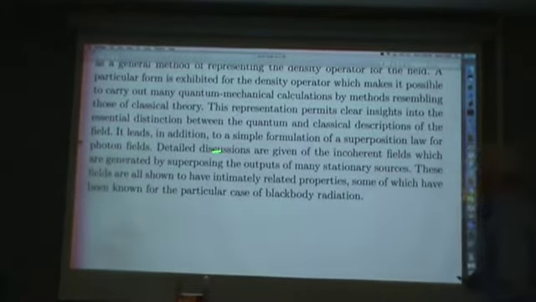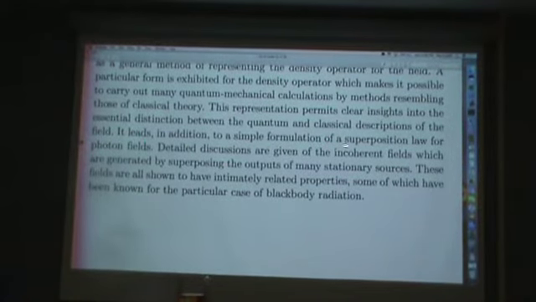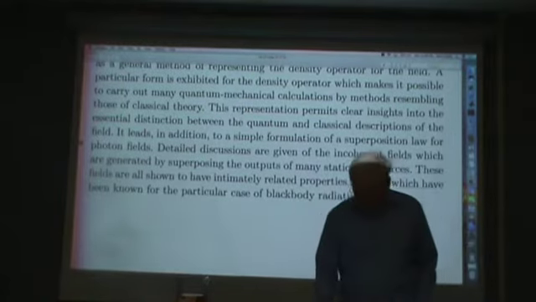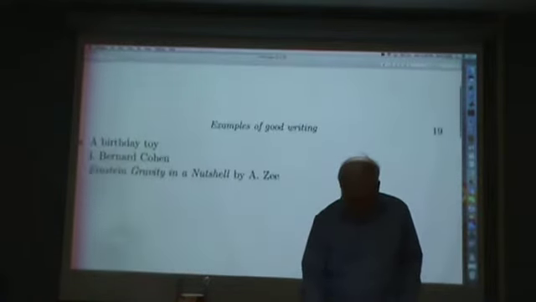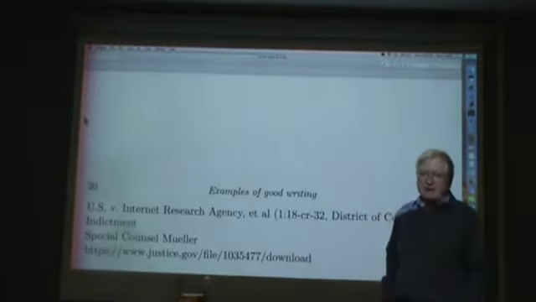This representation permits clear insights into the essential distinction between the quantum and classical descriptions of the field. It leads, in addition, to a simple formulation of a superposition law for photon fields. Detailed discussions are given of the incoherent fields which are generated by superposing the outputs of many stationary sources. These fields are all shown to have intimately related properties, some of which have been known for the particular case of black body radiation." Okay, I think that's the last of the examples of good writing.